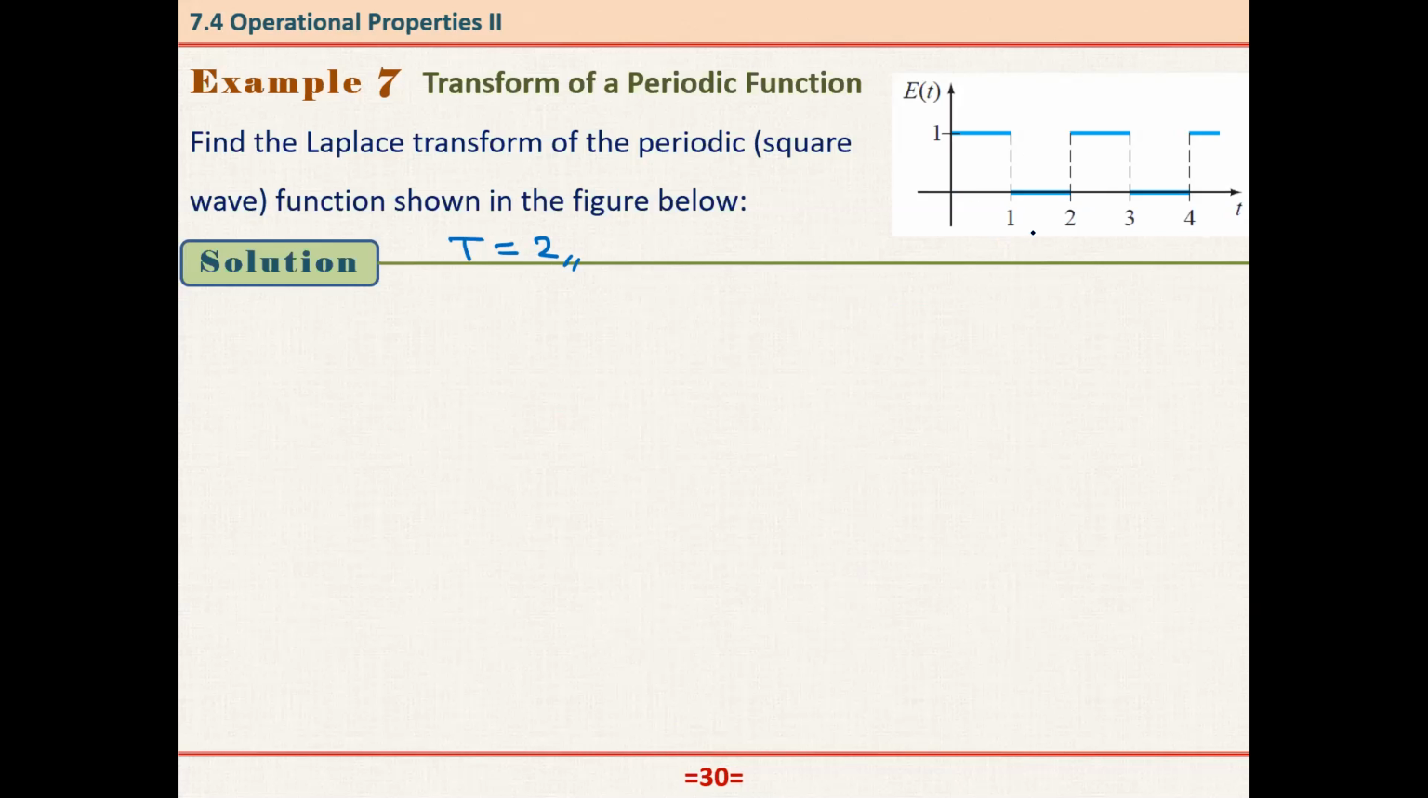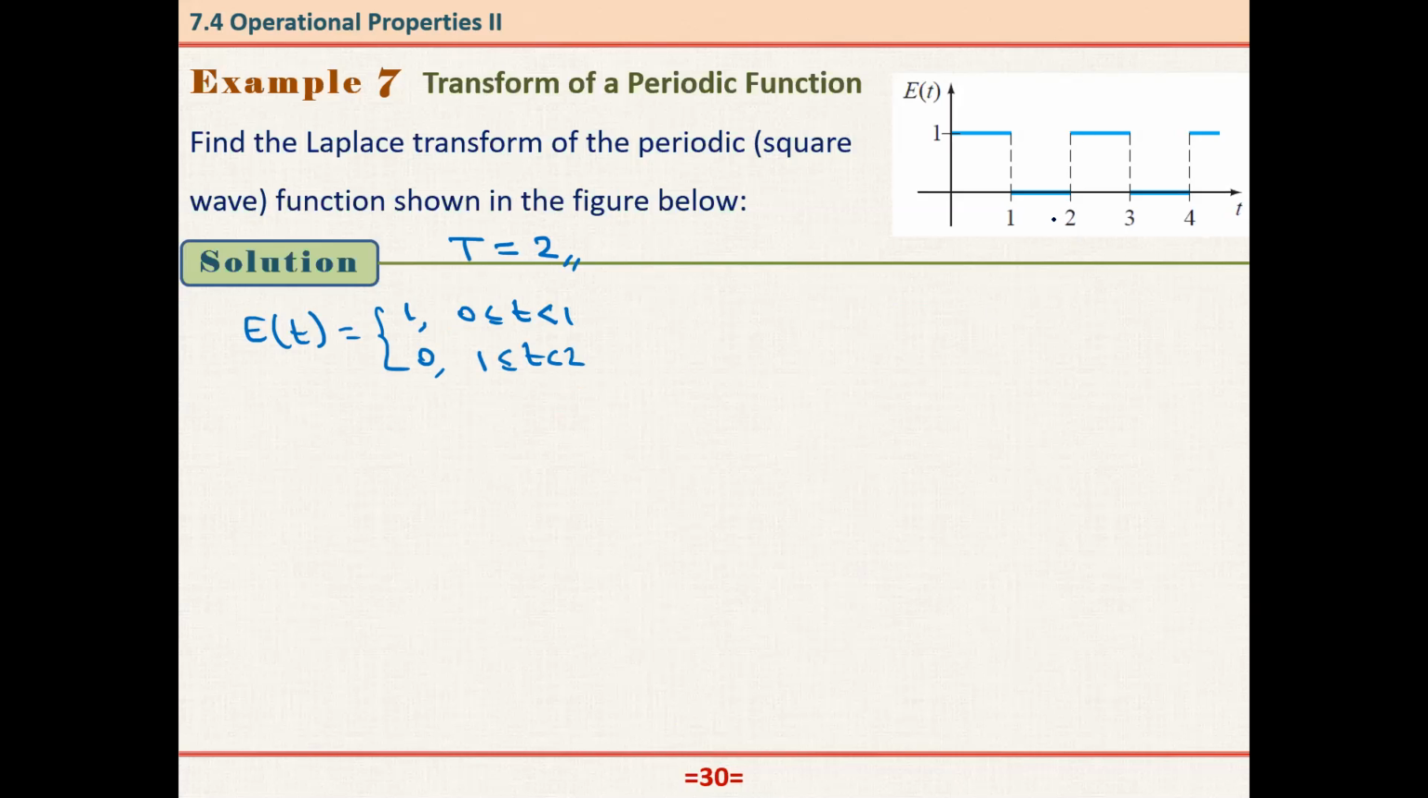And it's a kind of piecewise function. From 0 to 1 is equal to 1. From 1 to 2 is equal to 0. Again, 2 to 3, 1, 3 to 4, 0. So how do you define this? We can define this as, let's say, E of t is equal to 1 if t changes from 0 to 1, and that's equal to 0 if t changes from 1 to 2.